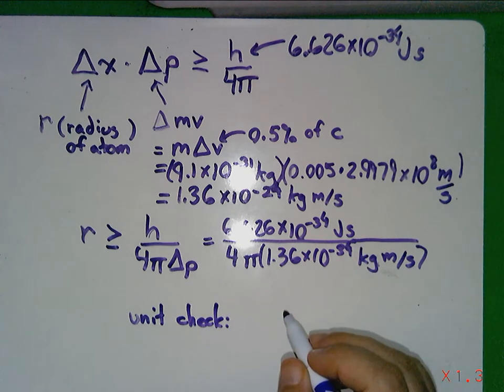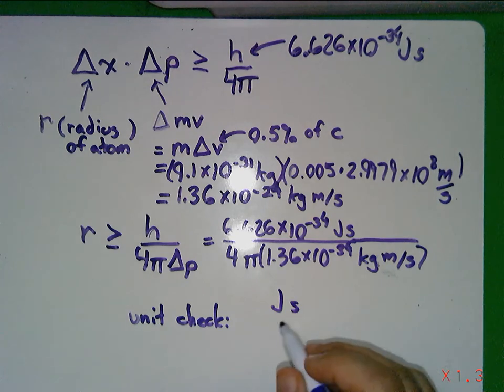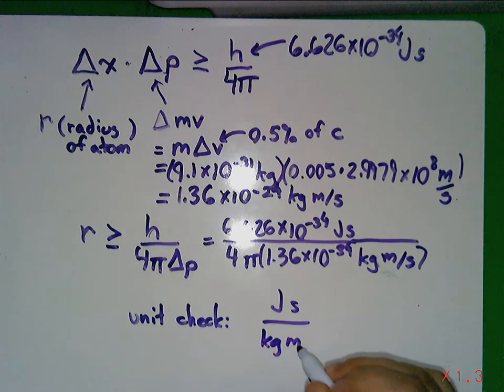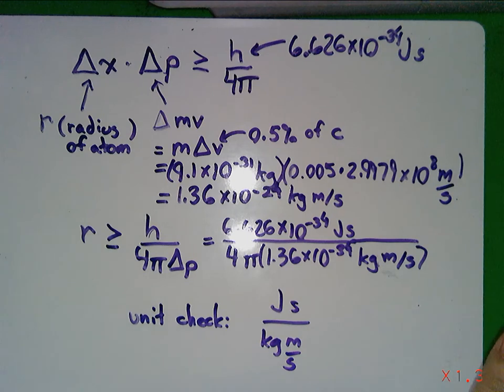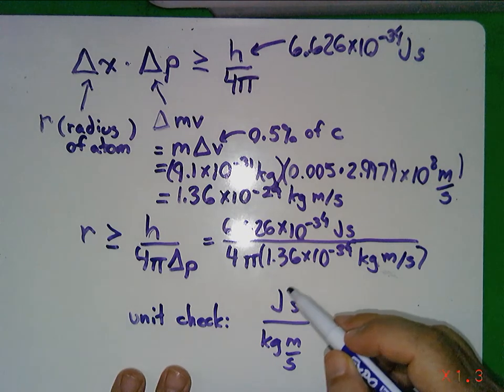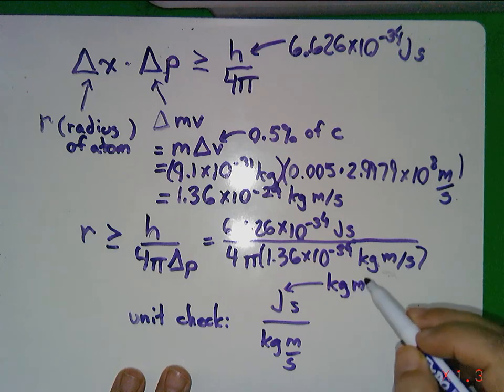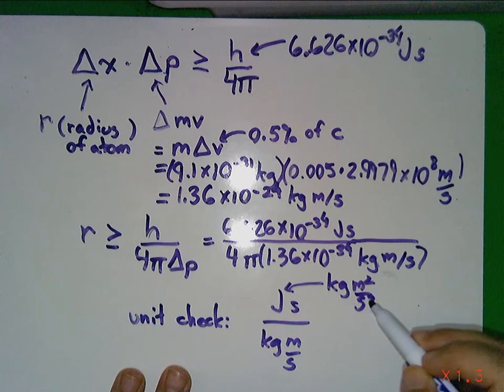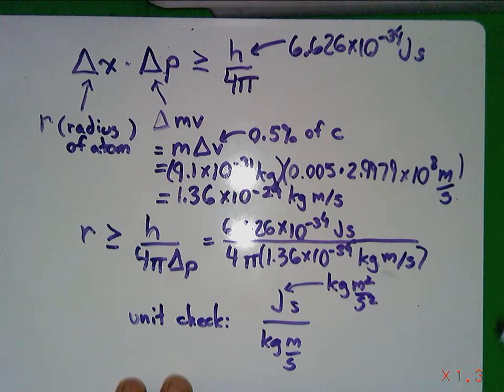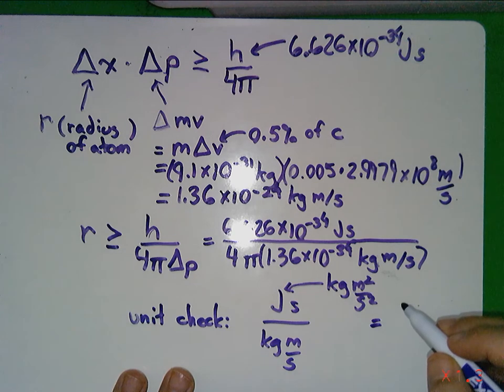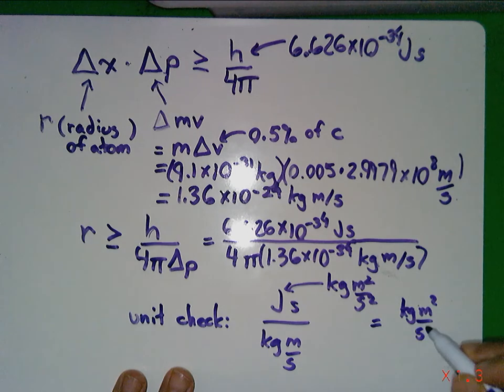Well, I got joule seconds on top, and I got kilogram meters per second on the bottom. Now, let's see if we can simplify this to meters. Okay, I know the definition of a joule. A joule is, from Module 1, kilogram meters squared per second squared. So if I write that in, I'm going to have kilogram meters squared per second squared times seconds over kilogram meters per second.